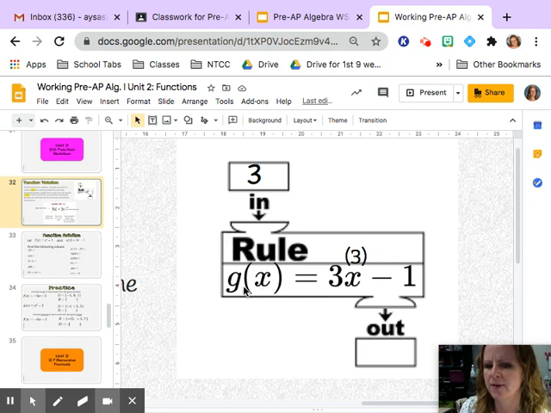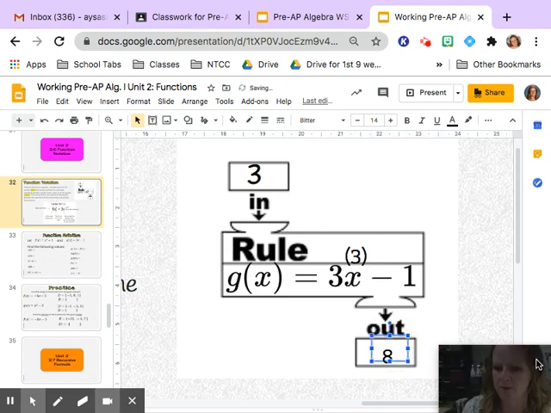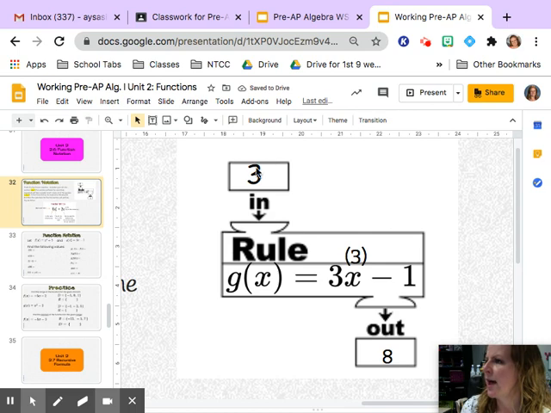So for g of x, when we have x as 3, it's 3 times 3 minus 1. So what would be our output? What is 3 times 3 minus 1? 8. 8, yep. So 8 is what we have as our output. X is our 3, y is 8.